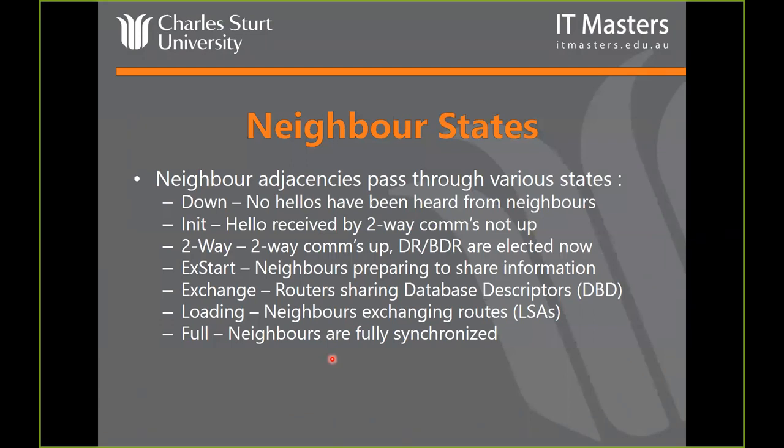We then go into the exchange phase where routers will actually start to share their database descriptors, which is just a fancy term meaning the link routes that each one knows about, and they start to share them backwards and forwards. Loading, they're exchanging their routes more fully, so all the information is coming across. And then lastly, the full state is when neighbors are fully synchronized. So once we reach the full state, everything's up and running, the network topology is stable, and we're good to go.